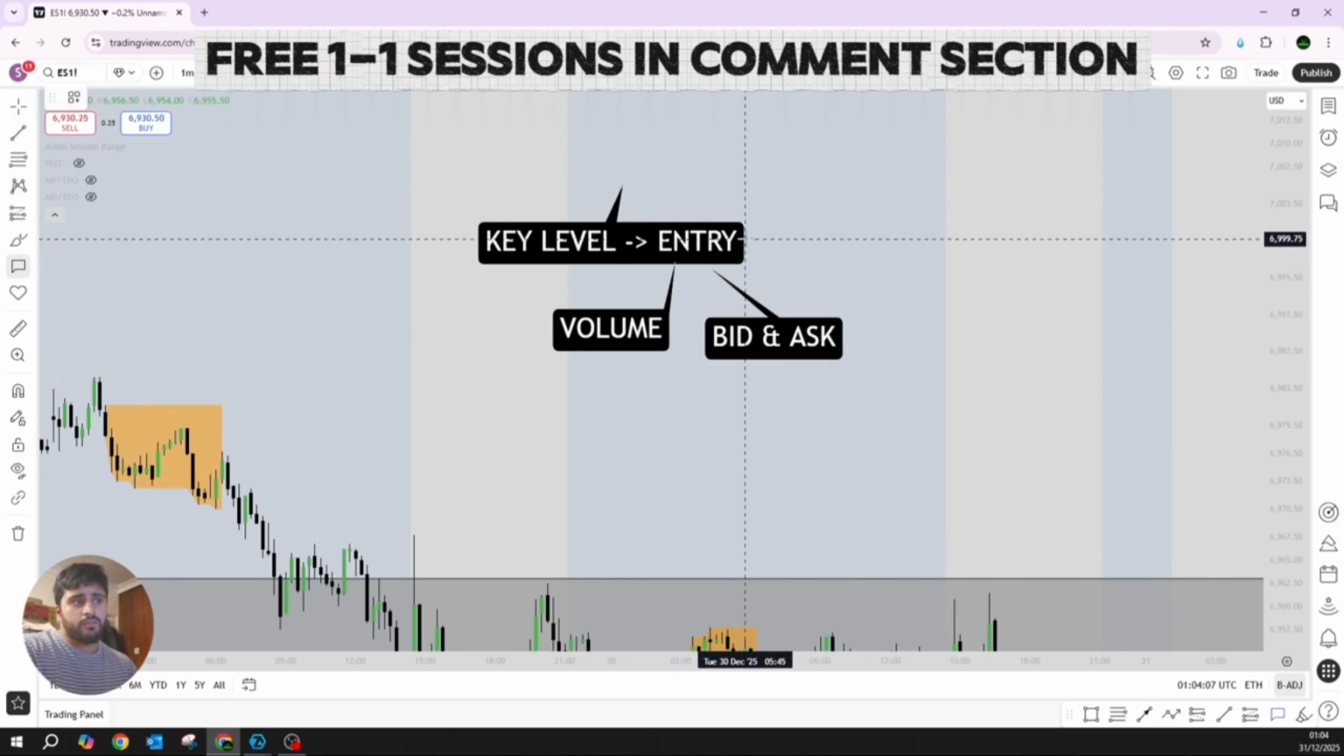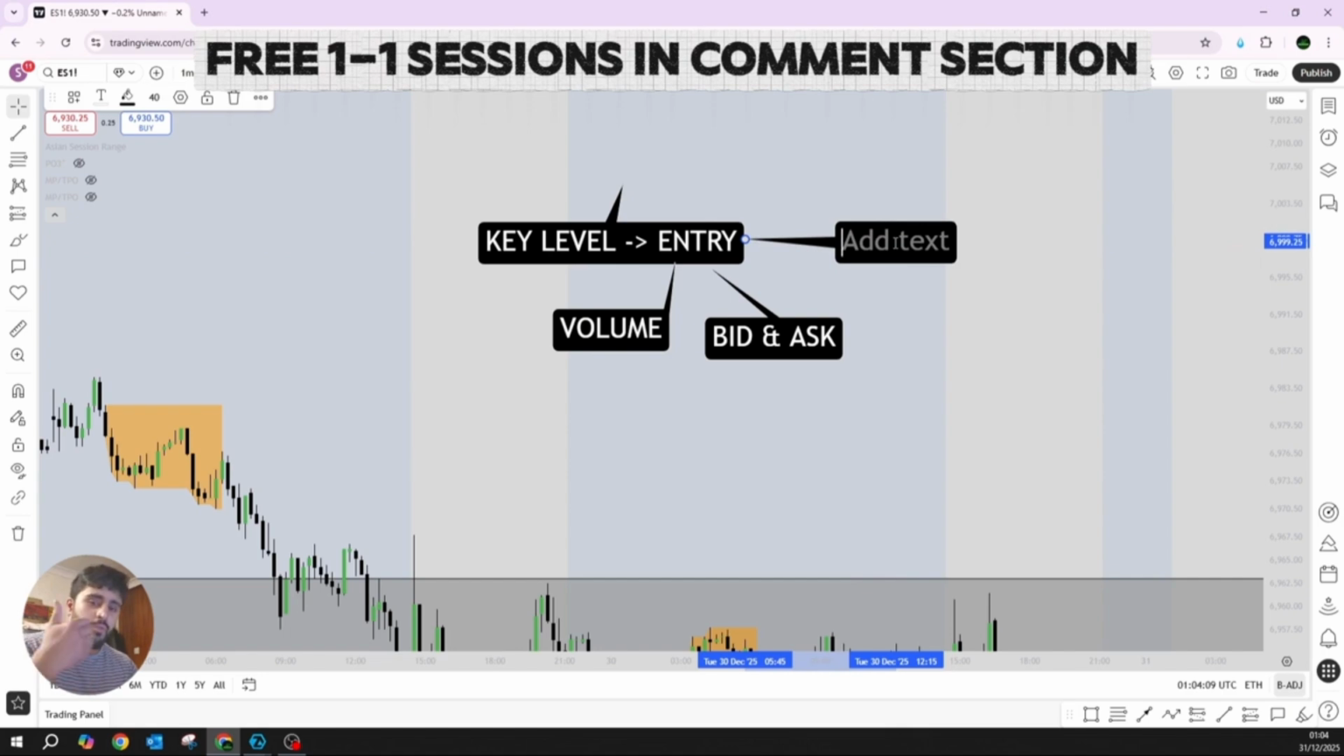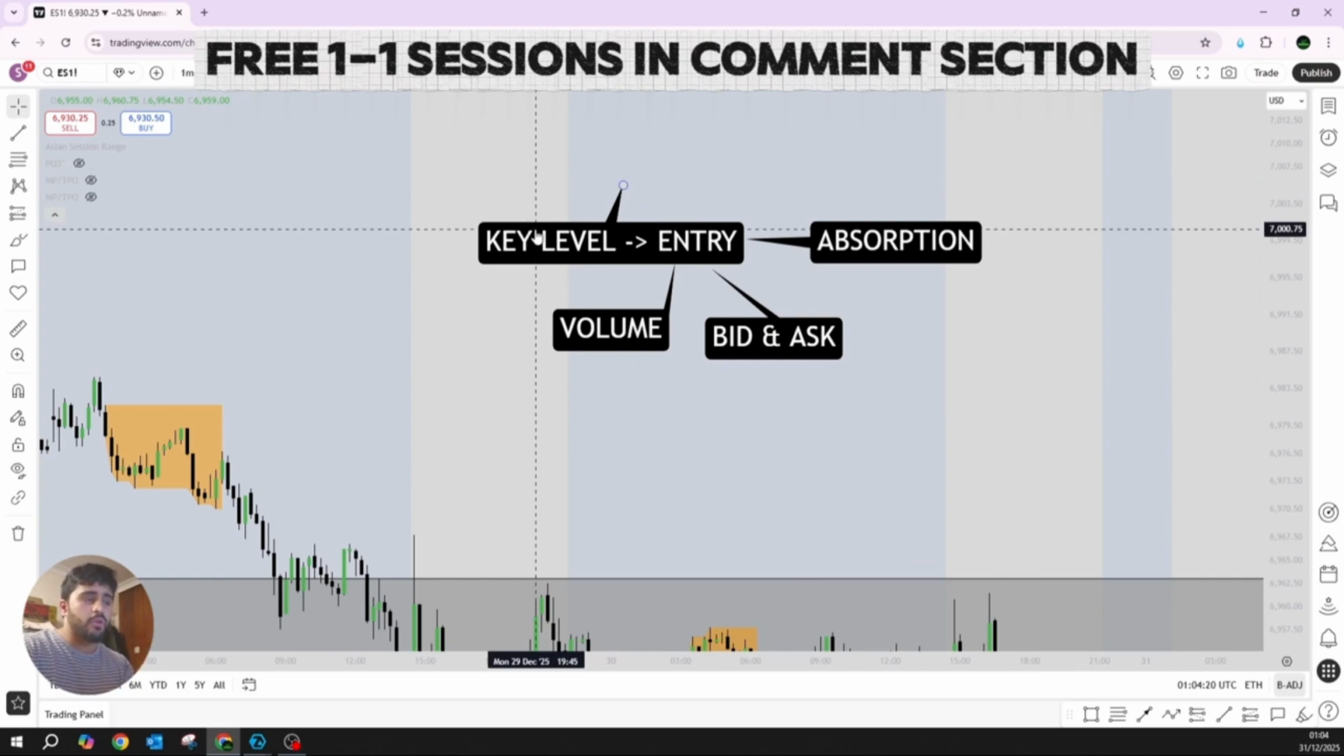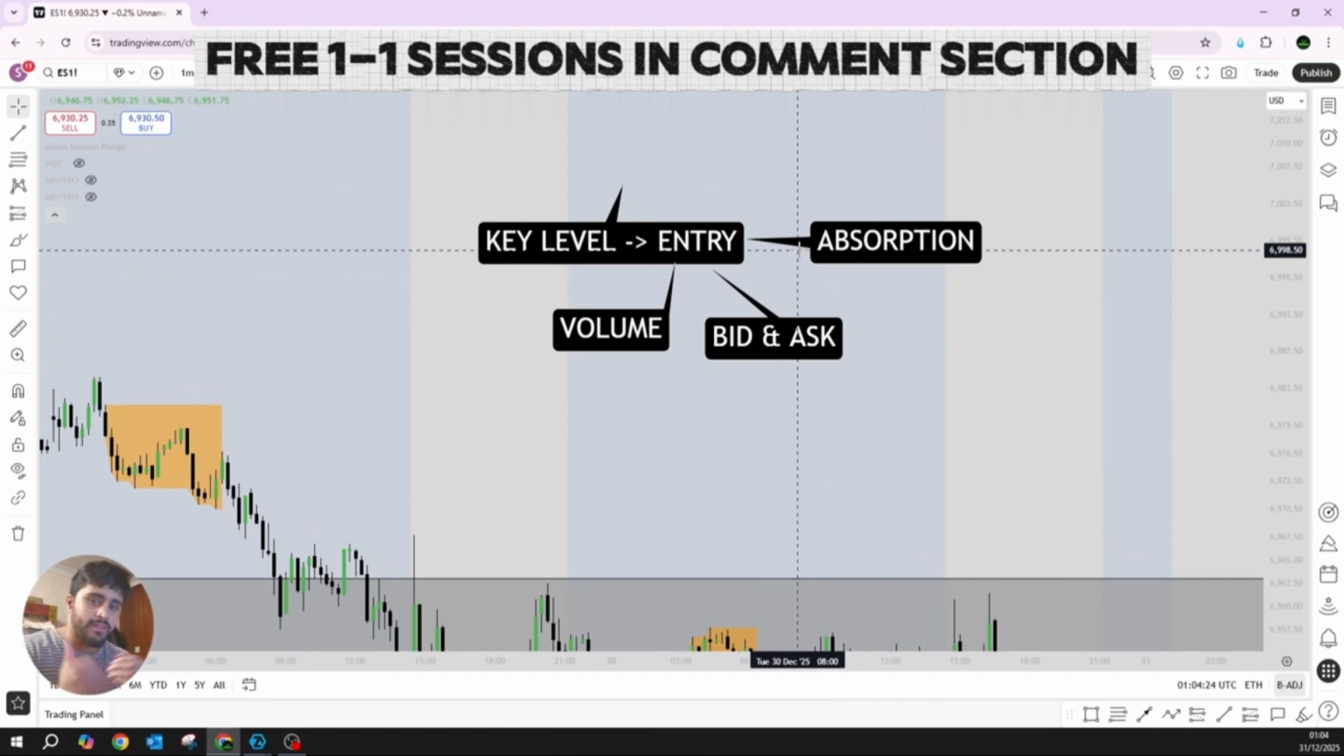And the last thing following on from entries is you need to know why you are entering a trade specifically. This comes down to one simple thing: absorption. So you don't need to overcomplicate your trading beyond having one key level, waiting for price to come into your key level, and then understanding why the key level gives you a bullish break or a bearish break.